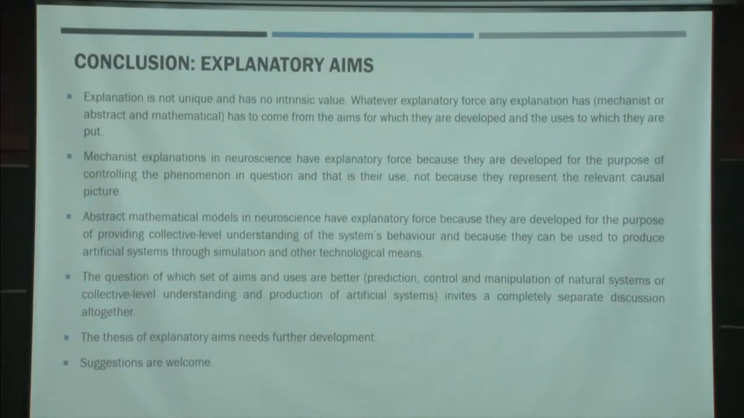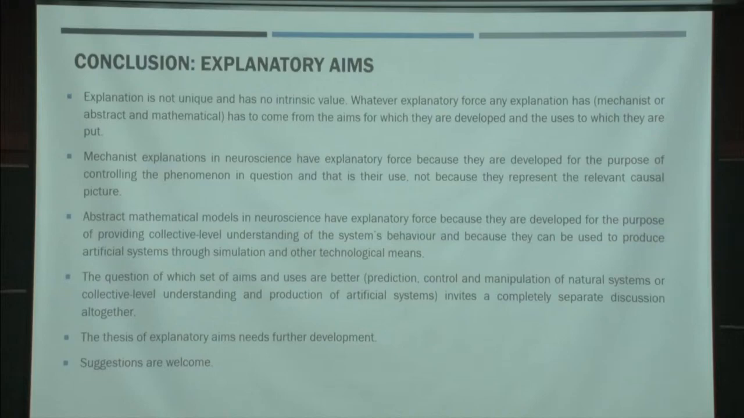Explanation is not unique and has no intrinsic value, because what we consider a good explanation depends on whether it helps us control and predict the natural world. So explanation is not different from other scientific activities. It can be reduced to other activities such as control, prediction, manipulation, etc. Mechanistic explanations in neuroscience have explanatory force because they are developed for the purpose of controlling the phenomenon in question, and that's their use. And the causal picture is important only insofar as it helps us manipulate the world.